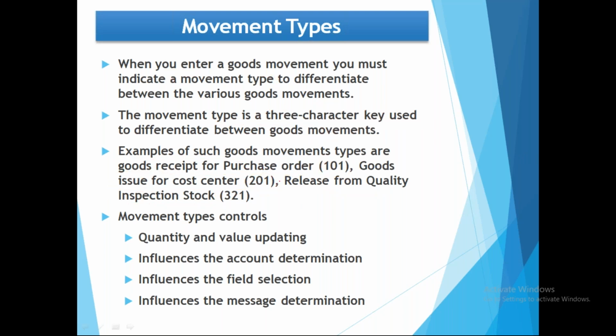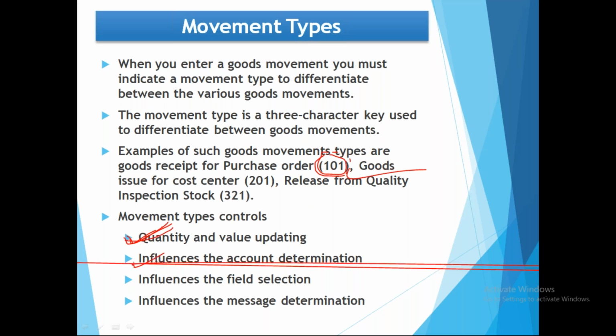I have just given you some examples here. Every movement type is identified with a 3-digit unique key. The movement type controls quantity and value updating.